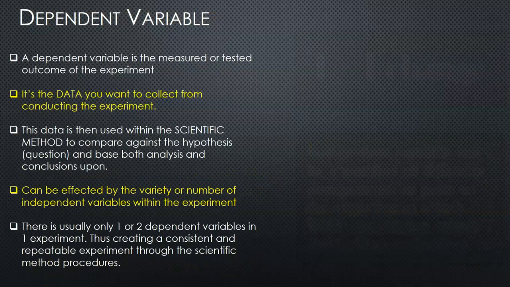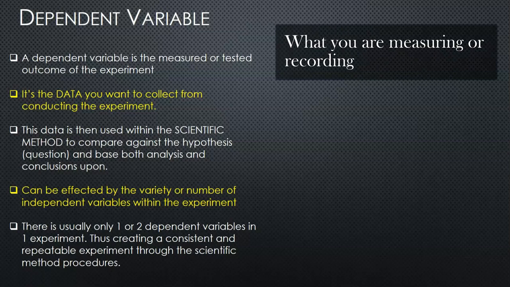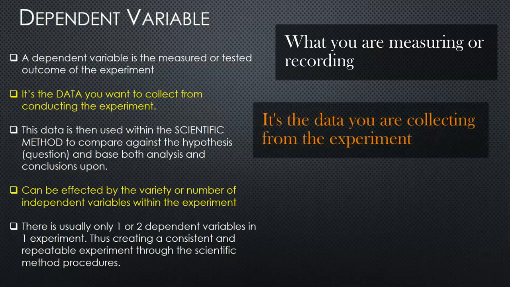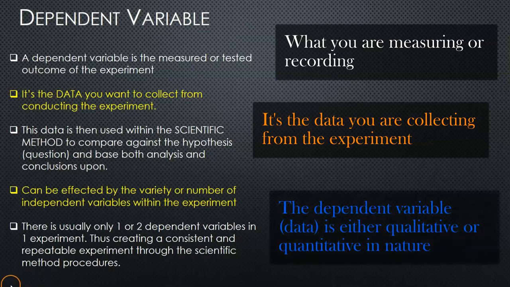The dependent variable, in contrast to the independent variable, is obviously different. It is what you are trying to achieve or take out from your experiment. So it's the data, what you're measuring, what you are looking for in terms of either qualitative or quantitative data out of the experiment. It's the whole point of the experiment, to gather information or data based on the hypothesis and the question. And that's what you're going to use for your analysis and conclusion.